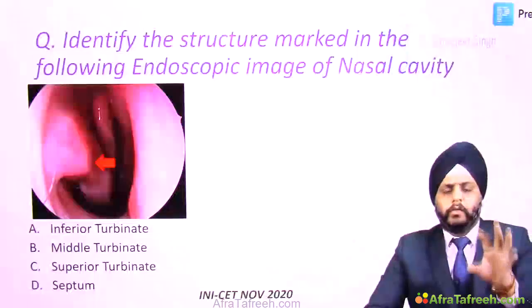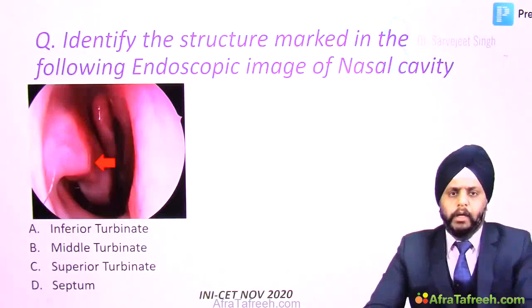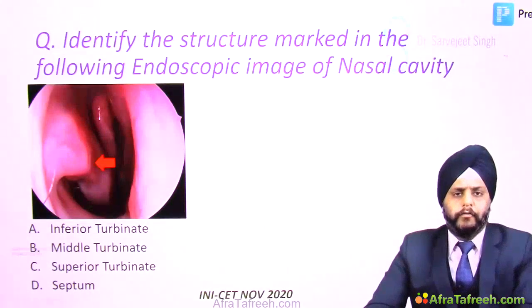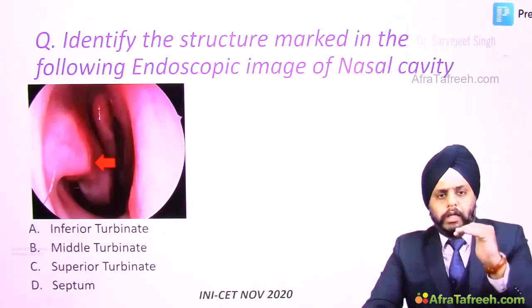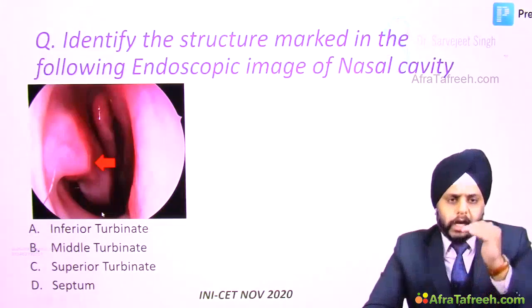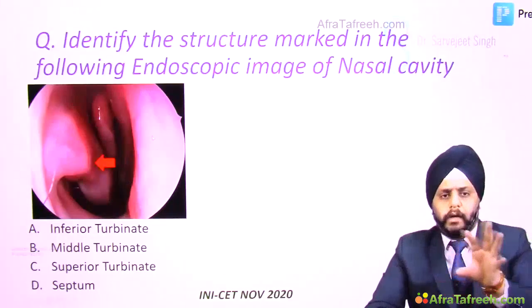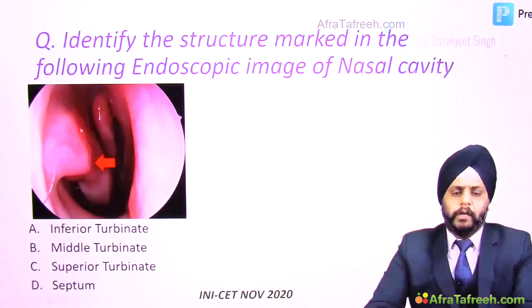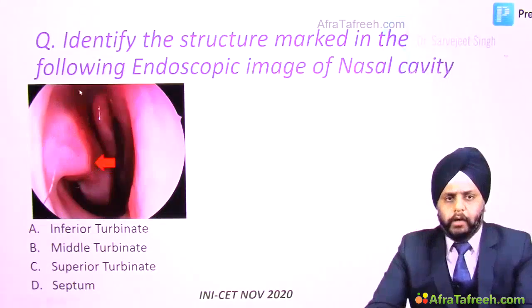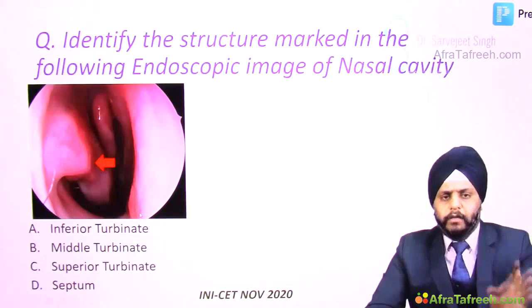This question was asked in the INI CET November 2020 exam. Identify the structure marked in the following endoscopic image of nasal cavity. You can see that the endoscope is right at the entrance of the nasal cavity. This is the nasal septum, this is the right nasal cavity. How can I say that? Because I can see that these turbinates are coming from the side, they are on the lateral wall. So this is the right nasal wall and this is the septum. We are right at the first pass.